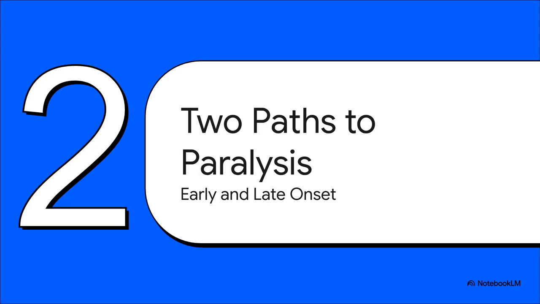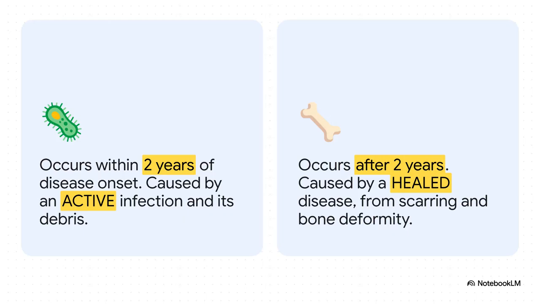Okay, so how does the paralysis actually happen? Well, it's not a one-size-fits-all situation. It turns out there are actually two totally different ways this can go down, depending on when it happens and what the TB infection is doing at the time. And this is where things get really interesting. You've got two different timelines, two different mechanisms.